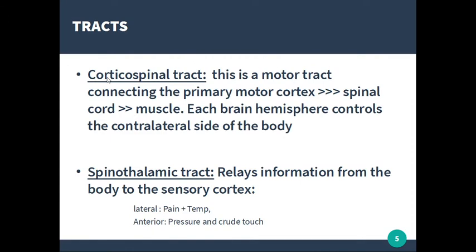Tracts continued. They are subdivided into two main tracts, the corticospinal tract. This is a motor tract connecting the primary motor cortex to the spinal cord and eventually to a muscle, and the spinothalamic tract. The spinothalamic tract relays information from the body to the somatosensory cortex, and it is divided into a lateral and an anterior tract. The lateral tract transmits pain and temperature. The anterior portion transmits pressure and crude touch.